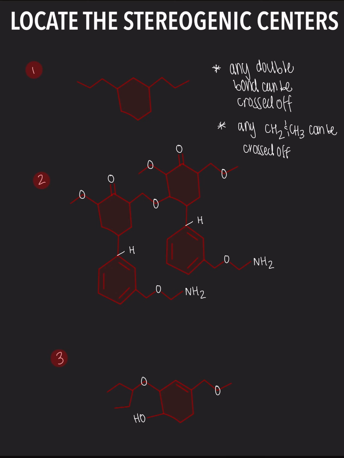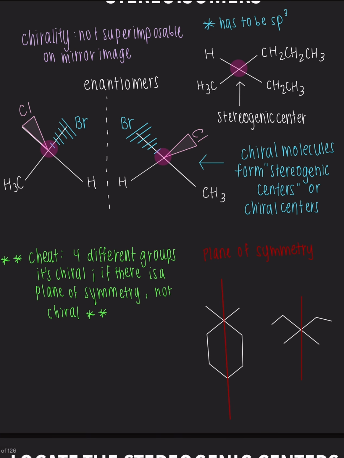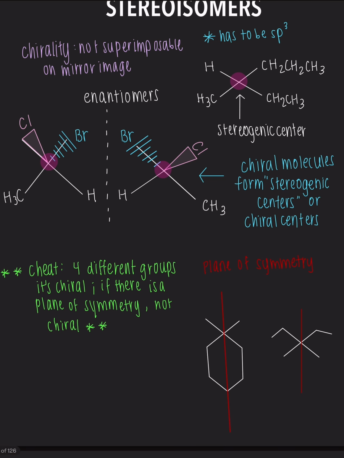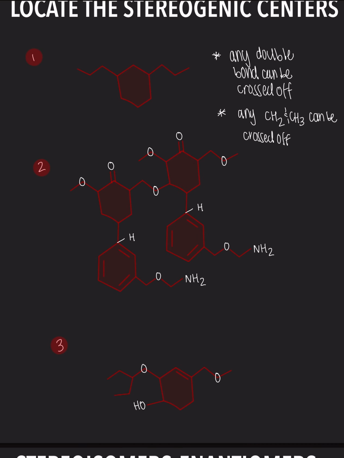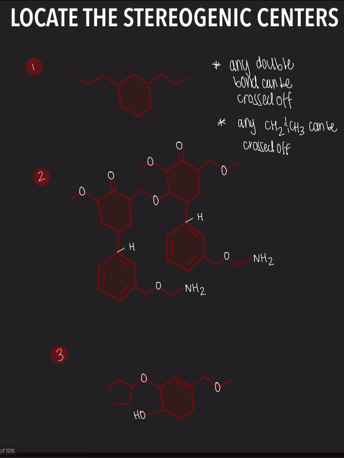If you have any double bonds, automatically cross out that carbon, because that's not going to be a stereogenic carbon. What were the rules? The rules were that it had to be sp3. It's not going to be sp2 because you have 4 different groups, right? So if you have a double bond with that carbon, that means it's just going to be sp2, so it's not going to be able to be a stereogenic center. So I'm going to cross them out.